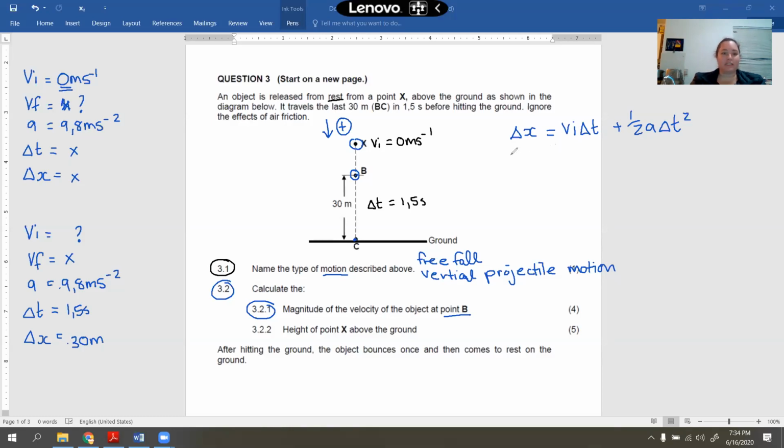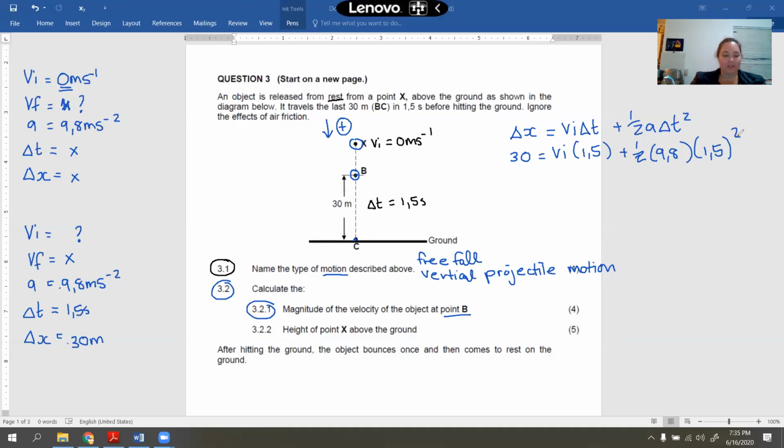So over here, my displacement is 30 is equal to vi multiplied by 1.5 plus a half times 9.8 times 1.5 squared. So it's going to be 30 minus a half times 9.8 times 1.5 squared. You may take as many steps as you need to do this. Let's just check I get that right. 30 minus a half times 9.8 times 1.5 squared.